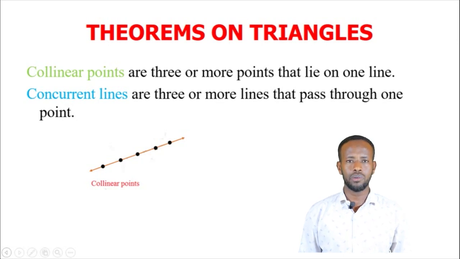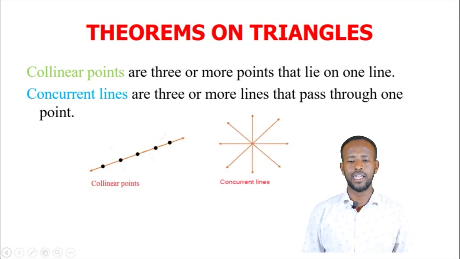Now let us see the figure. When we see the figure, you may understand clearly. Look, here we have four lines. These four lines have a common point, they pass through the same point. All of them meet in one point. This type of lines are called concurrent lines.